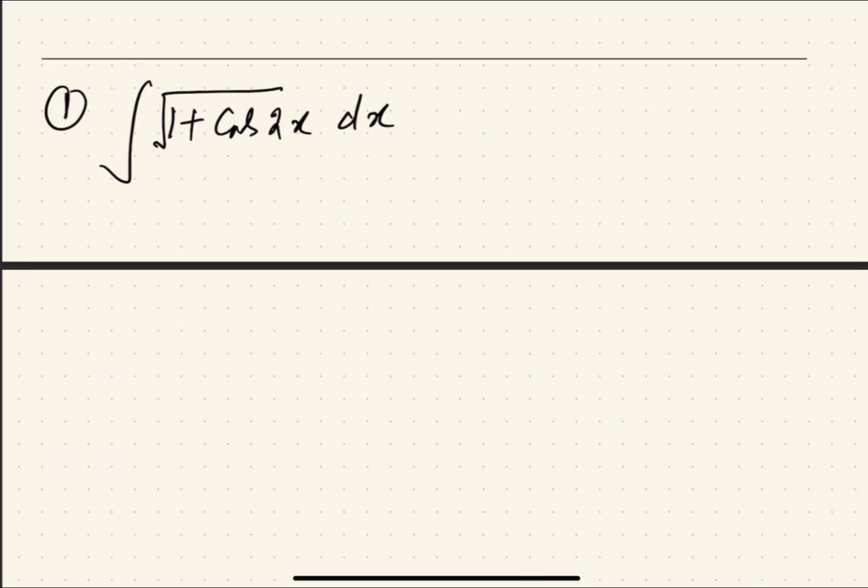Okay, first question, you are given the integral of square root of 1 plus cosine 2x, dx. We just want to remove the square root. We cannot write this as, I mean, the power increases by 1, so 1 over 2 plus 1, or divide by 1 over 2 plus 1, right? No, that's not the way.